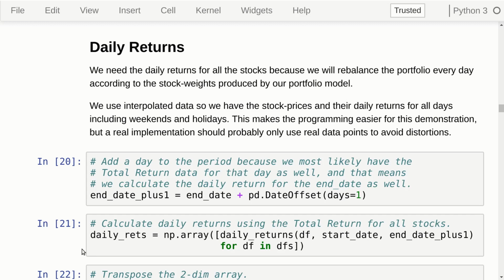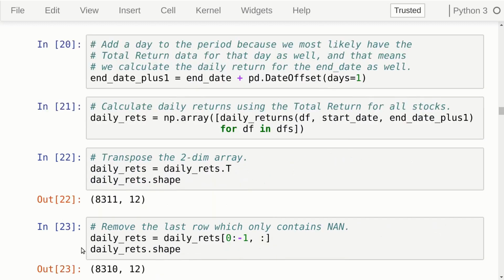So we will calculate the value of the portfolio and rebalance it on weekends and holidays as well. In real production code, you probably shouldn't do that because it might introduce some distortions to the portfolio model, but we do it here because it's easier. So first we calculate the daily returns and we get a two-dimensional NumPy array out of that.